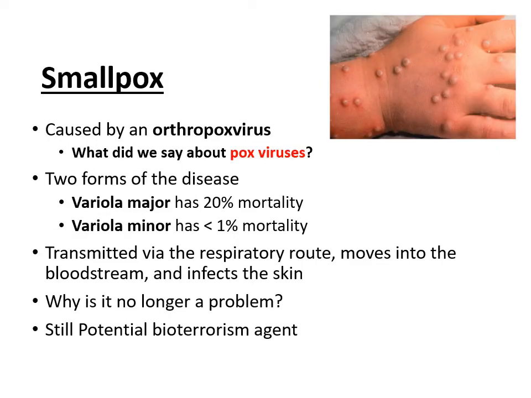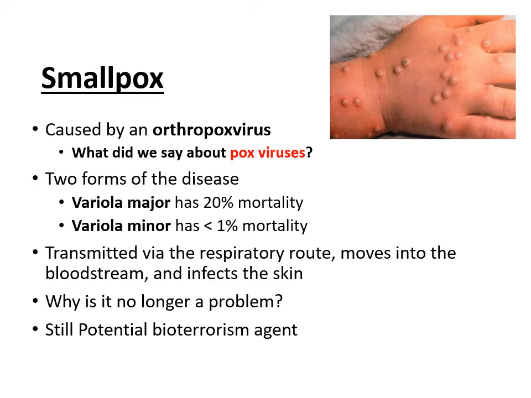Another viral skin infection, which we actually mentioned once before in this class, is smallpox. And smallpox is caused by pox viruses. And what did we say about pox viruses? Well, they're the ones that have a DNA genome. Okay, so remember, they are DNA genome, and they're the largest animal virus. So for pox viruses, we already said DNA genome and largest animal virus.